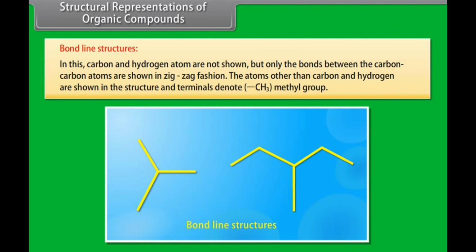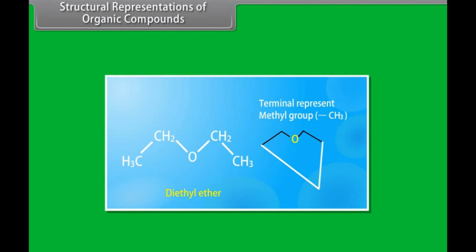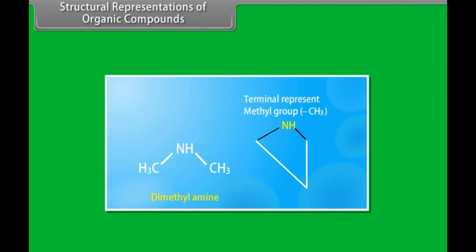Bond line structures. In this, carbon and hydrogen atoms are not shown, but only the bonds between the carbon-carbon atoms are shown in zigzag fashion. The atoms other than carbon and hydrogen are shown in the structure and the terminals denote methyl group. For example, butyl chloride, propene, cyclohexane, diethyl ether, dimethylamine.